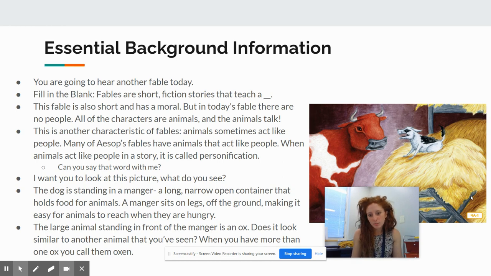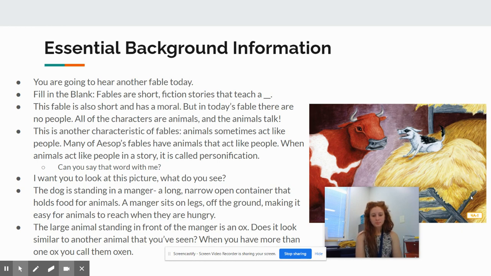Because they can't pick their food up with their hands and put it in their mouth, can they? Mm-mm. So the large animal that is standing in front of the manger is an ox, but we kind of already talked about that, right? And it looks similar to another animal that we've seen in our stories, right? It looks like a cow.